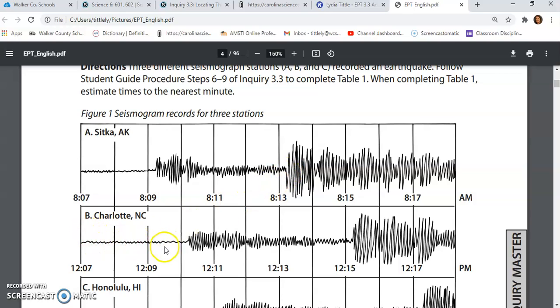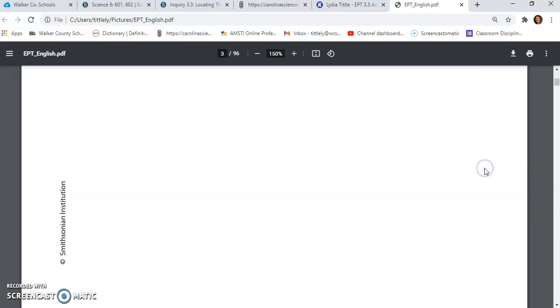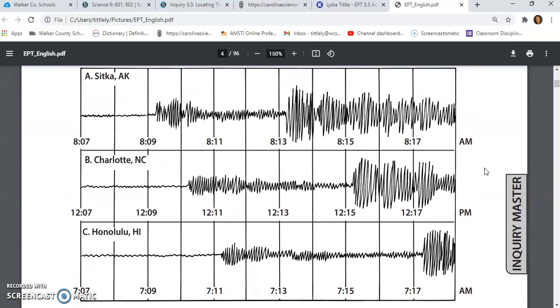You can see that again on the Charlotte, North Carolina. It was 12:07 when they started recording this. And then here you can see the start of the P waves. Here you can see the start of the S waves. And you can see there's a little more of a lapse in time between the P wave and S wave. And then, whoops, I'm sorry, I went too far. If we look at the one for Honolulu, Hawaii, we see the start of the P wave here, we see a little bit of a lapse in time, and we see the start of the S waves here.